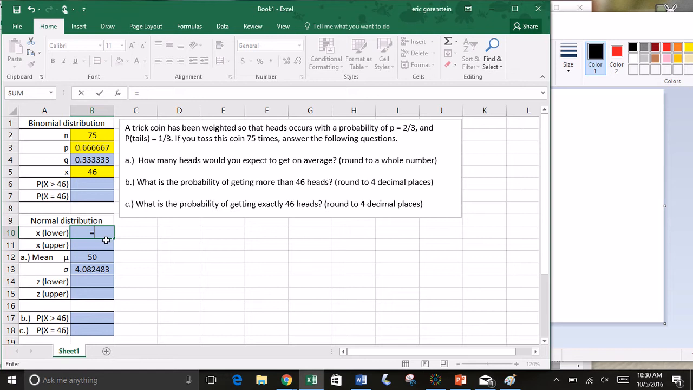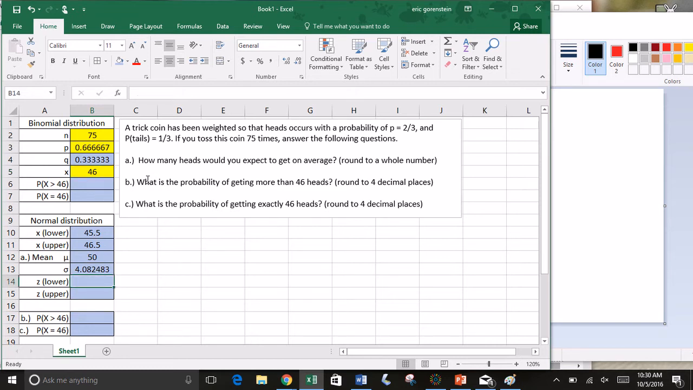So this should be cell B5 minus 0.5, and this is cell B5 plus 0.5. So now if I use this for a different problem, if I have a different x value, Excel will automatically update all of this information for me. So now, okay, we've done part A.